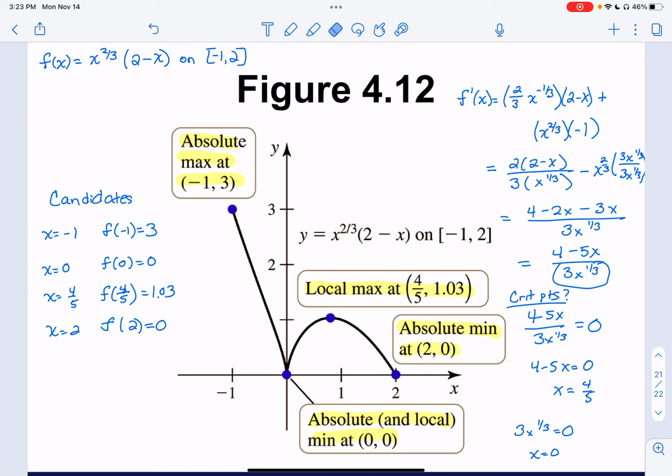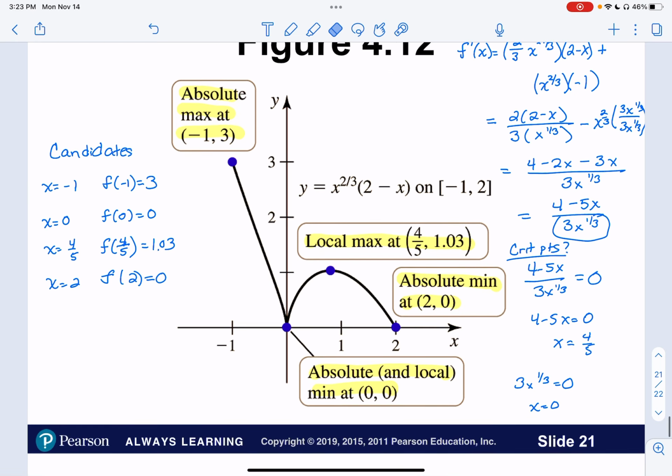So that basically gives us our candidates, and it allows us to find our absolute maxes and absolute mins. Okay? Let me know if you have any questions.